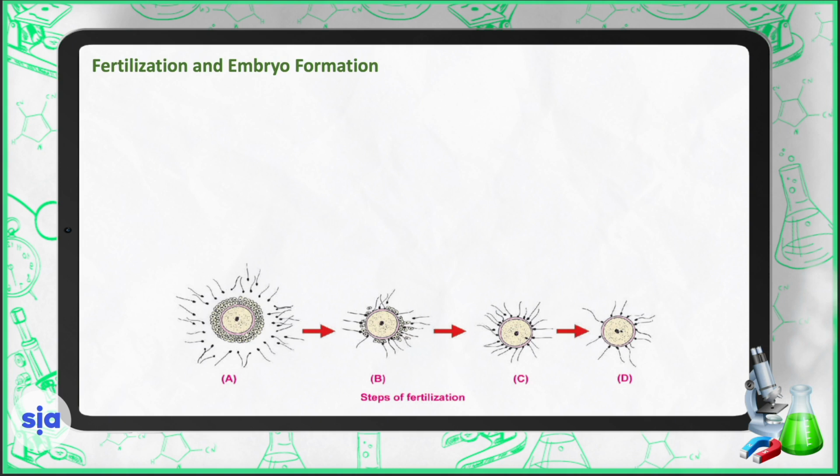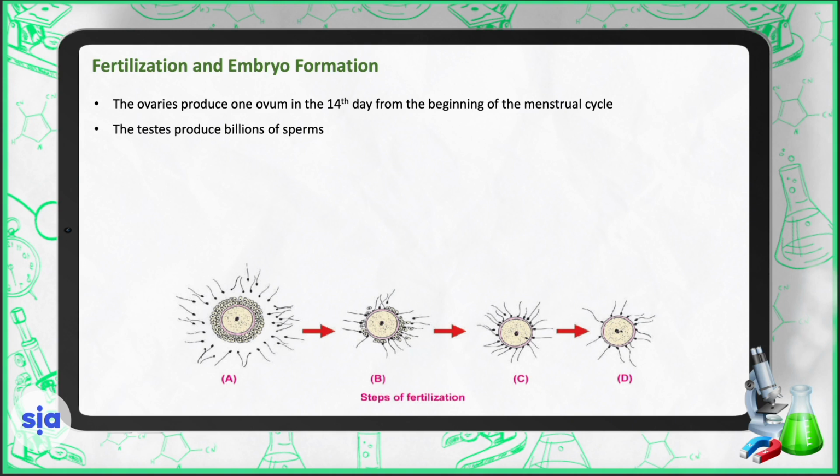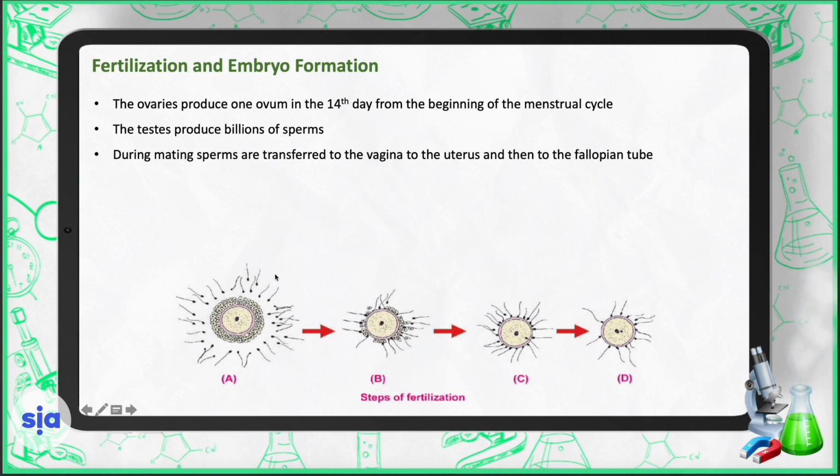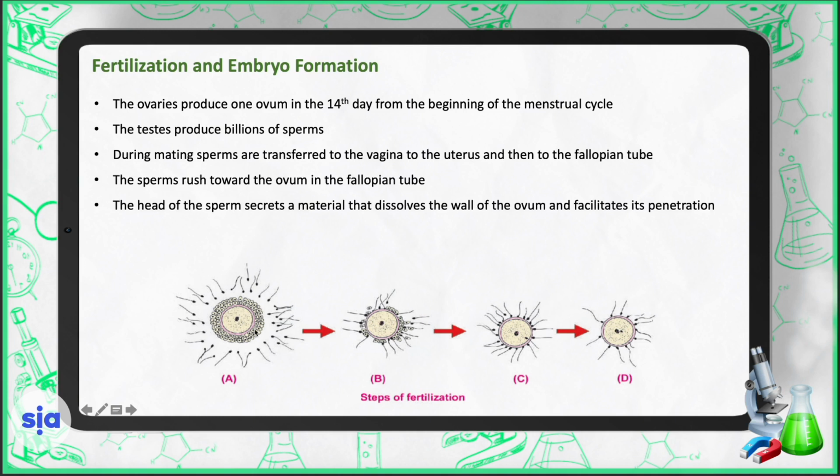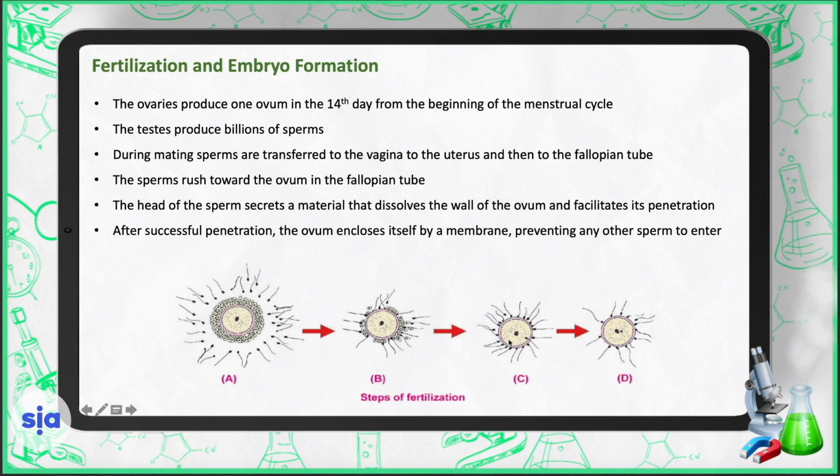Now, the fertilization and embryo formation. The ovary produces one ovum on the 14th day from the beginning of the menstrual cycle. The testes produce billions of sperms. During mating, sperms are transferred to the vagina, to the uterus, and then to the fallopian tube. They rush toward the ovum in the fallopian tube. The head of the sperm secretes a material that dissolves the wall of the ovum and facilitates its penetration. After successful penetration, the ovum encloses itself by a membrane, preventing any other sperm from entering.